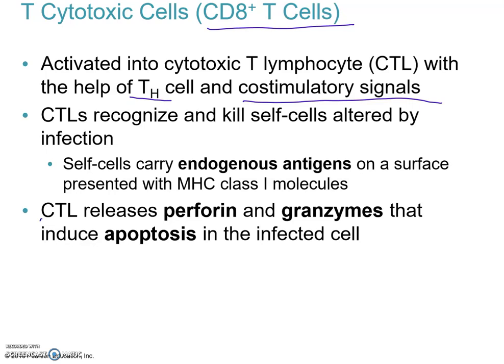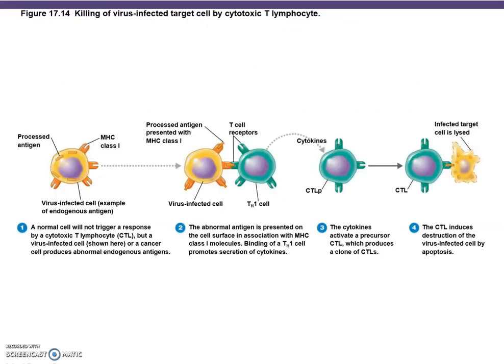And here's important: see, cytotoxic T lymphocytes, they release perforin and granzymes that induce apoptosis. That's a fancy term for cell suicide or induced cell death, and typically a virus-infected cell. Here's a diagram that shows you how cytotoxic T cells can kill virus-infected target cells.